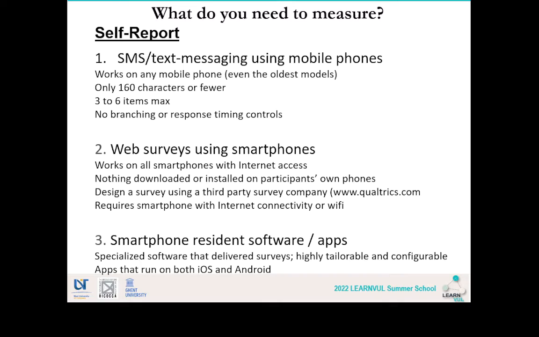You have SMS and text messaging. Using a mobile phone, I would say it's the cheapest, in the sense of easiest to do, but at the same time it's very limited because you can't send a big survey through SMS or text message. And you can't do branching, so if you're asking a question, it's kind of limited. It's easier in the sense that you can reach many people, but you can't have a lot of information about that. So you have web surveys.